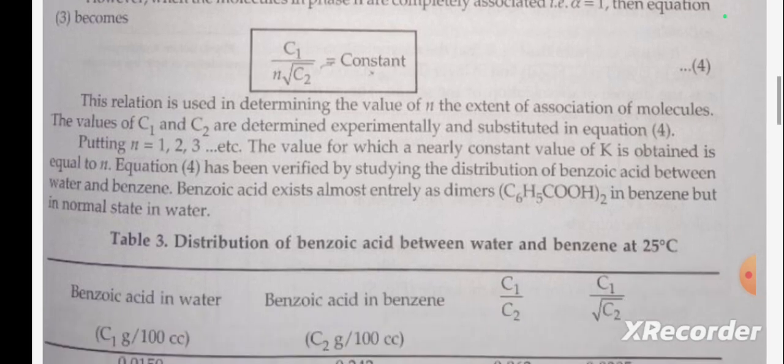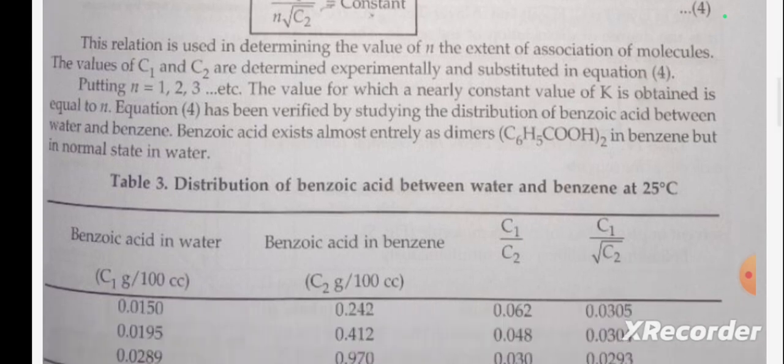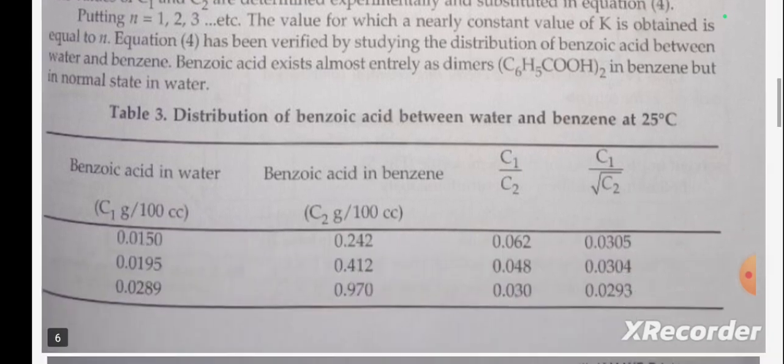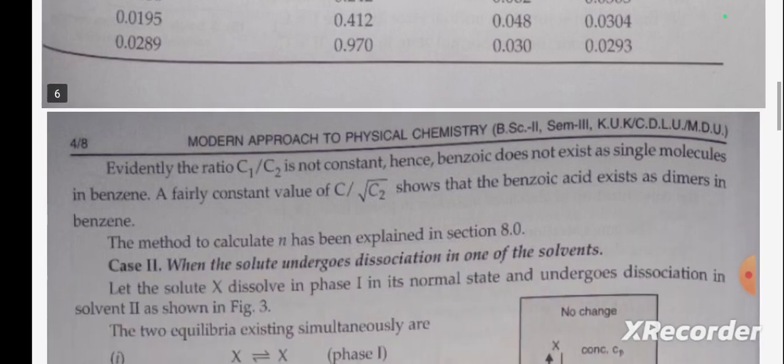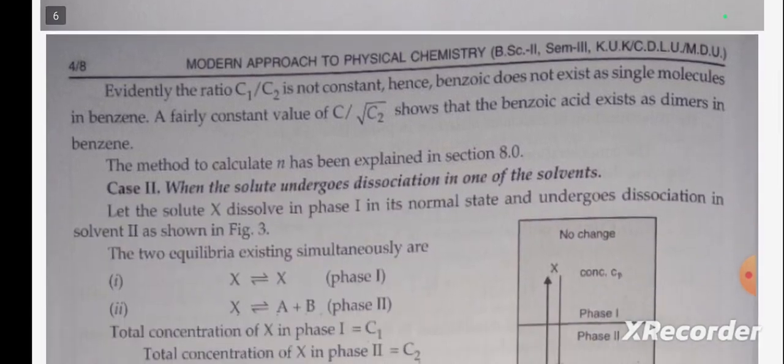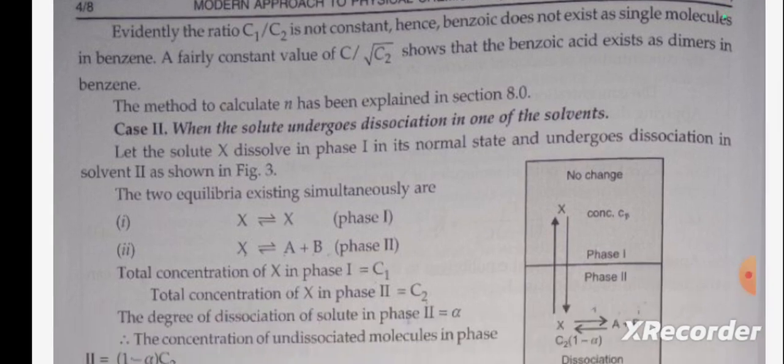Benzoic acid exists almost entirely as dimers, (C6H5COOH) twice, in benzene, but in its normal state in water. Evidently, the ratio C1 by C2 is not constant, hence benzoic acid does not exist as single molecules in benzene. The fairly constant value of C1 by the square root of C2 shows that benzoic acid exists as dimers in benzene. The method to calculate n has been explained in section 8.0.